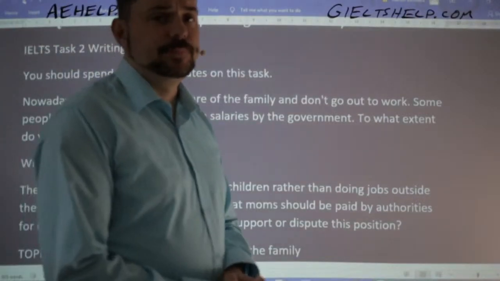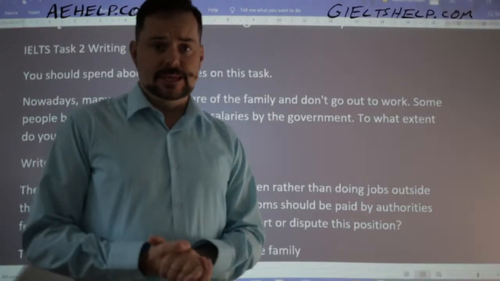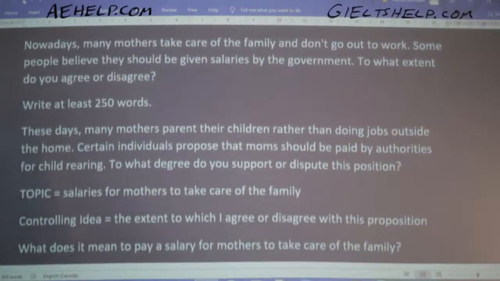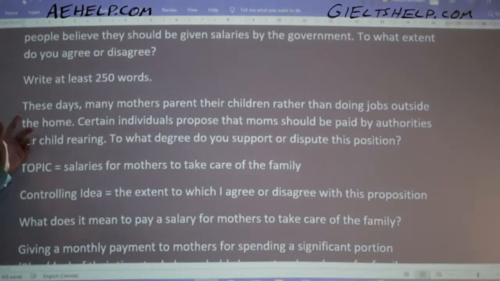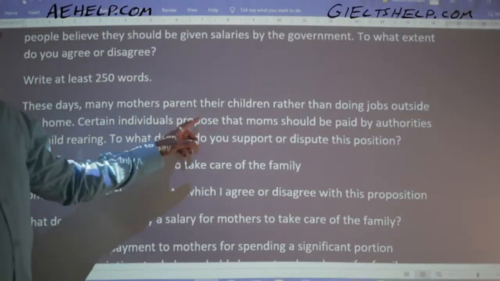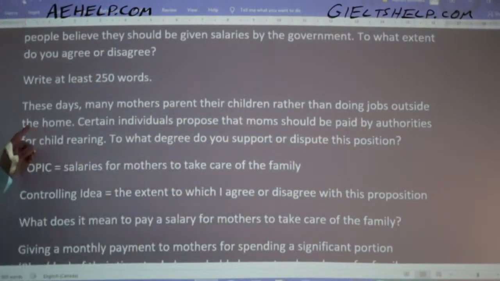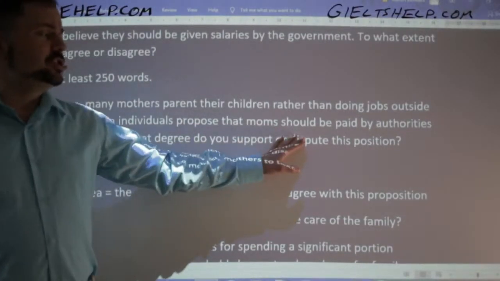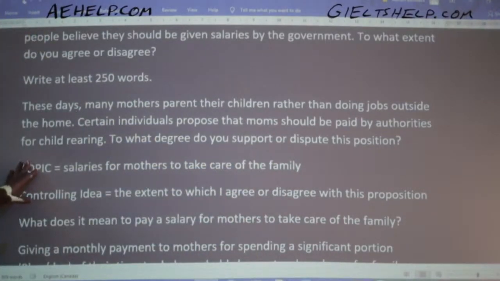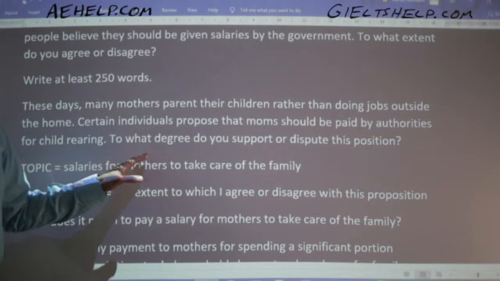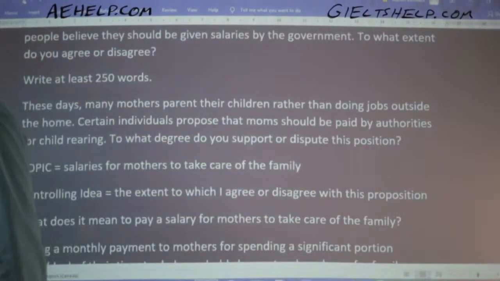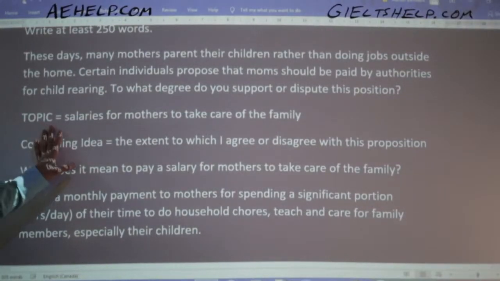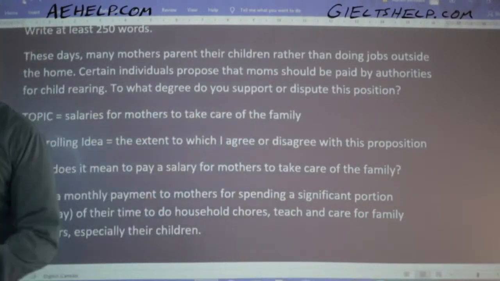This was the question. We did a bit of paraphrasing yesterday to make sure that we understand the question. And we came up with, these days, many mothers parent their children rather than doing jobs outside the home. Certain individuals propose that moms should be paid by authorities for child rearing. To what degree do you support or dispute this position? And we identified the topic as salaries for mothers to take care of the family.